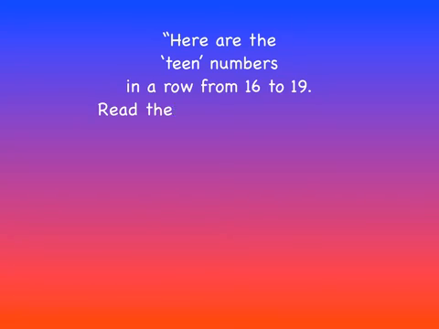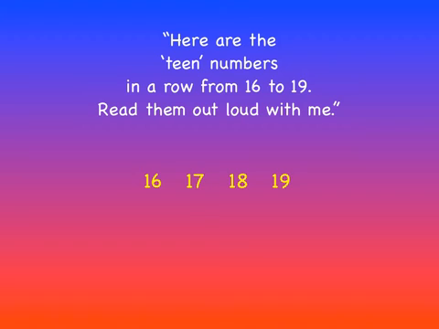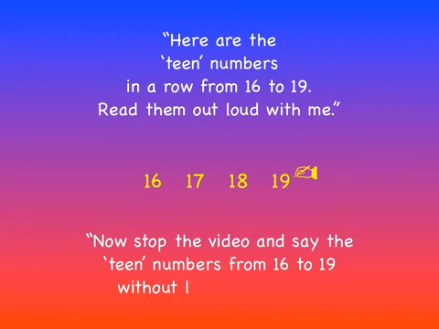Here are the teen numbers in a row from 16 to 19. Read them out loud with me. 16, 17, 18, 19. Why have we started with 16, 17, 18, 19? Because they sound exactly like 6, 7, 8, 9. Everything sounds perfect. Unlike starting with 11, which doesn't sound like 1 teen, or 10-1, we want something that makes linguistic sense. It describes exactly what the amount is. Now stop the video and say the teen numbers from 16 to 19 without looking at them.